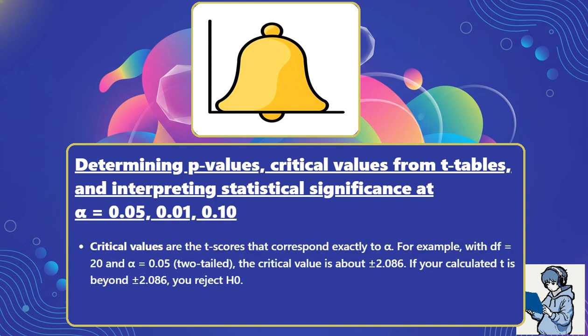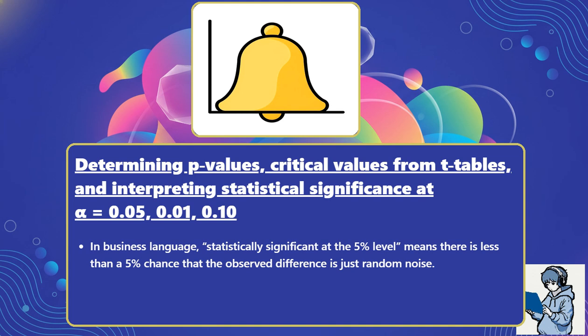Critical values are the t-scores that correspond exactly to alpha. For example, with degrees of freedom equal to 20 and alpha equals 0.05, two-tailed, the critical value is about plus or minus 2.086. If your calculated t is beyond plus or minus 2.086, you reject H0. In business language, statistically significant at the 5% level means there is less than a 5% chance that the observed difference is just random noise.